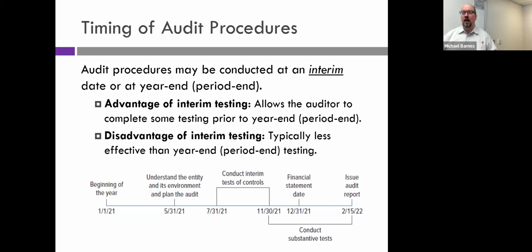Same holds true for an audit, okay? The same holds true for an audit. The auditor is going to be busy during year end. They're going to be very busy. So they probably do not want to have all of their work stuffed into year end in this period right here, which is why they spread it out. Now, there are some definite advantages in that because of this, the auditor completes some of that testing during interim, like you complete some of your exams in the course before the semester end. The disadvantage is that interim testing is typically less effective than year-end or period-end testing.